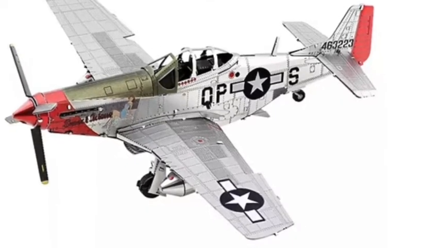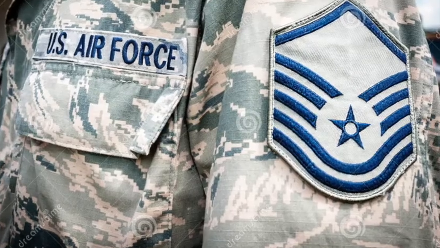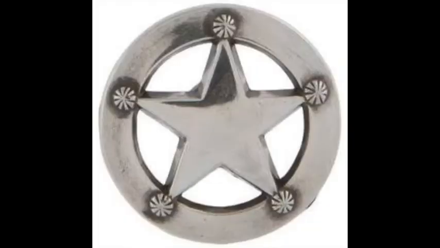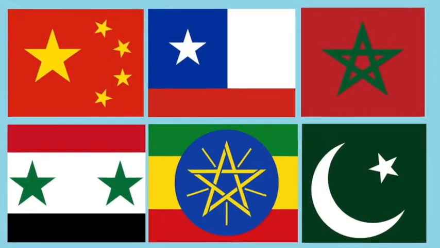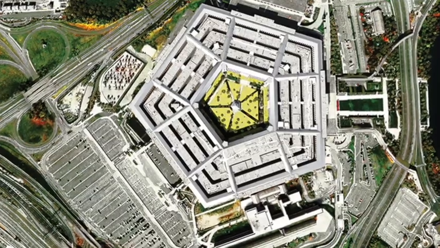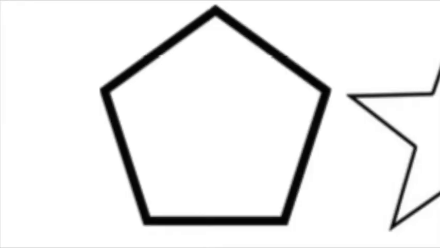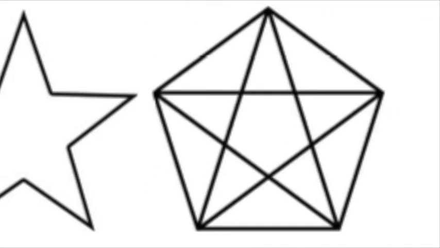Pentagrams are used for protection. That is why they are printed on U.S. fighter planes, uniforms of the armed forces, sheriff badges, and on country flags. It is also the reason the U.S. Department of Defense is in a building shaped like and called the Pentagon. This pentagonal shape fits a 5-pointed star perfectly.